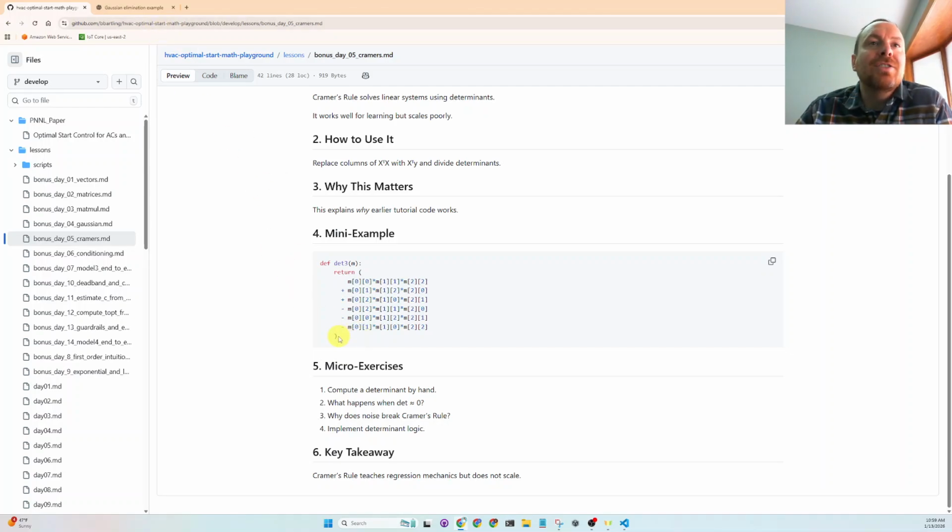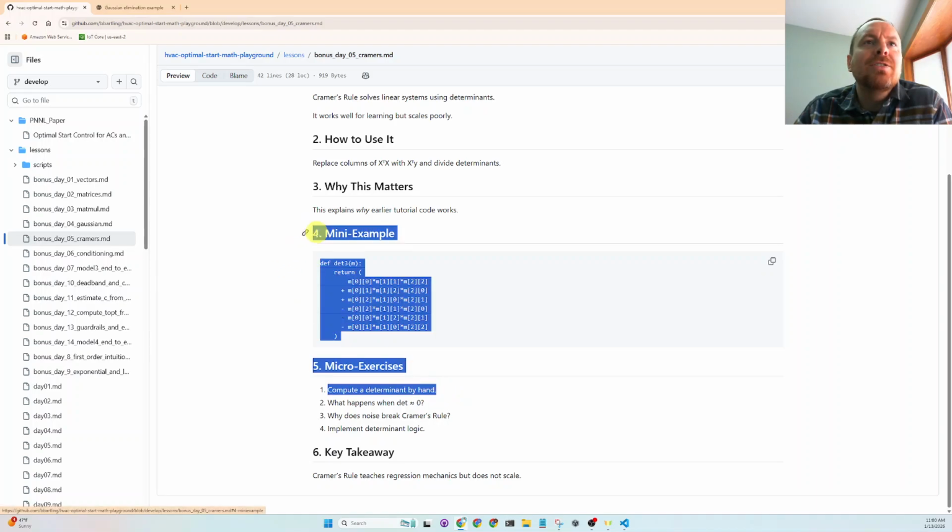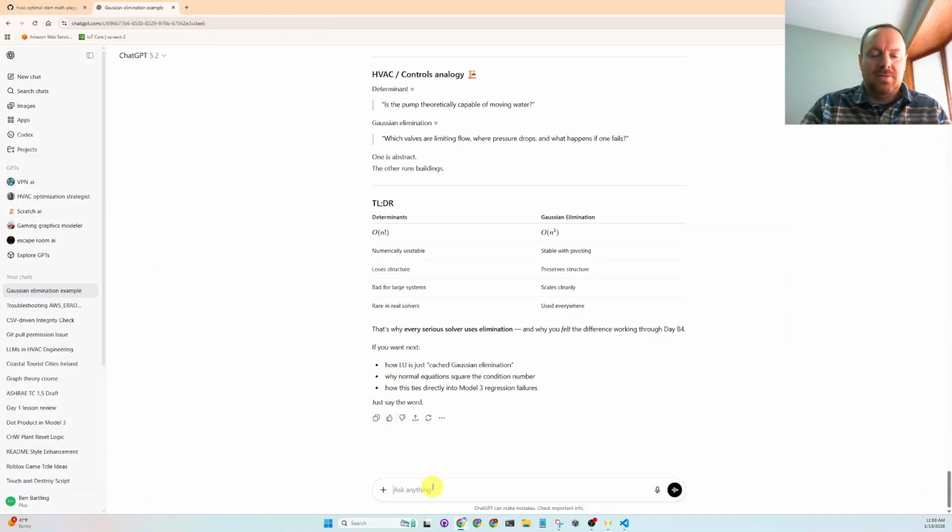This is in the Java form. This is actually living in the program object. Compute determinants by hand. What happens when determinants are approximately 0? Why does noise break Cramer's rule? Implement determinant. All right, I'm going to just try this. Do a little bit more cheating on Day 5.